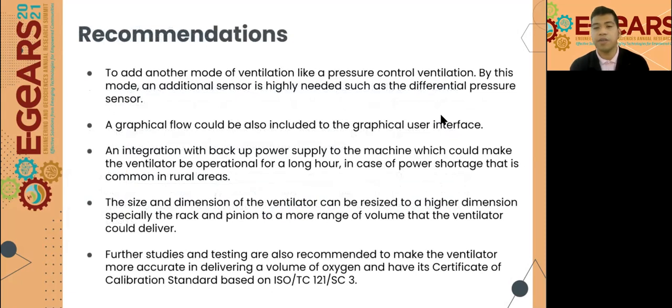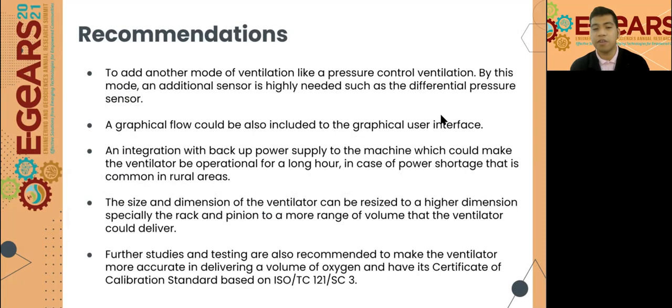So here are the recommendations. First is to add another mode of ventilation like pressure controlled ventilation. With this mode, an additional sensor is highly needed, such as a differential pressure sensor. A graphical flow could also be included in the graphical user interface. Another is an integration with a backup power supply, which could keep the ventilator operational for a long time in case of power shortage that is common in rural areas.